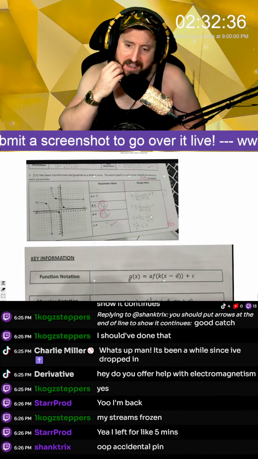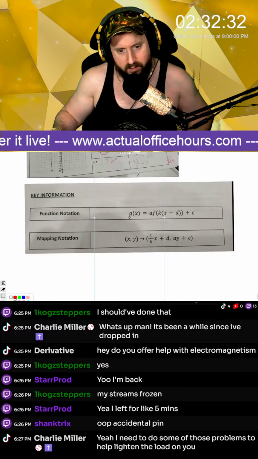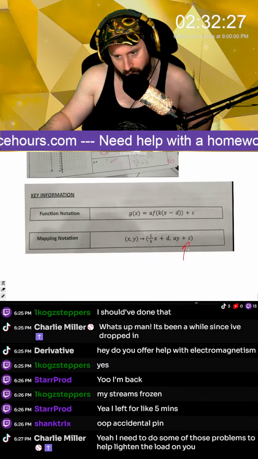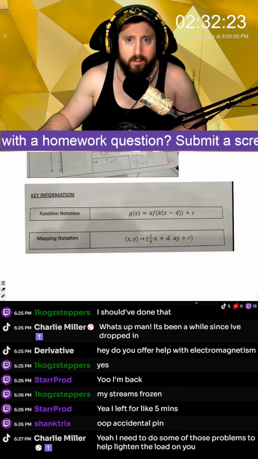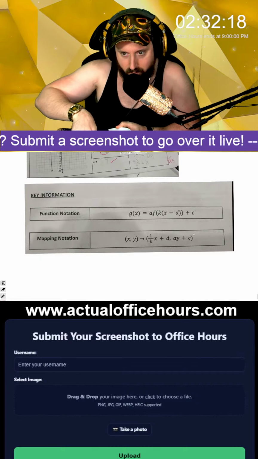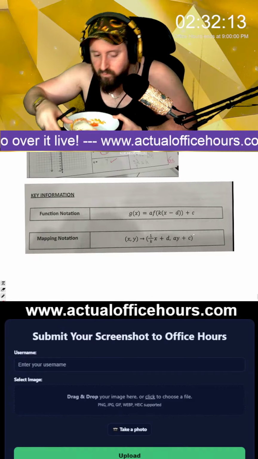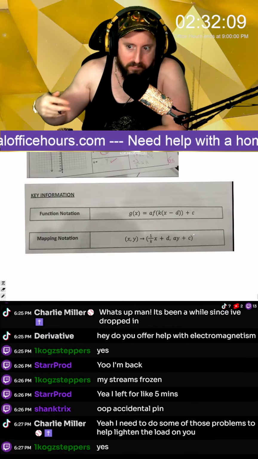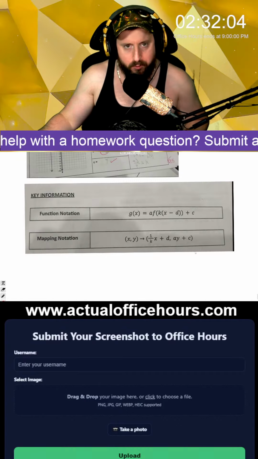All right, they want to know what A, K, D, and C are. Okay, so it looks like D is a horizontal shift, and then C is a vertical shift, right? Yeah. Okay, cool. And then it looks like K is the vertical stretch. And then A is the... sorry, K is the horizontal stretch. And A is the vertical stretch.